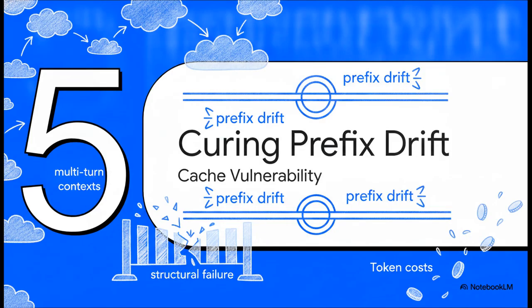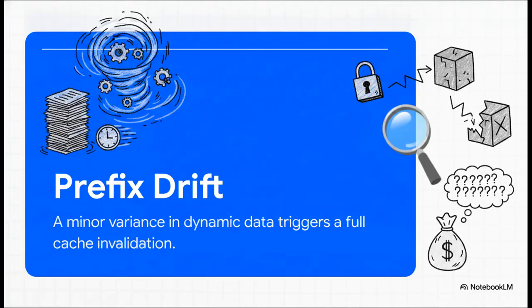Moving right along to Section 5, curing prefix drift. This leads us perfectly into solving a huge common frustration for developers. A lot of us assume that standard key-value caching from cloud providers will just automatically give us massive discounts on these multi-turn contexts. But in live enterprise environments, this caching structurally fails over and over again, and the culprit is prefix drift. You see, provider caching requires exact character matching.